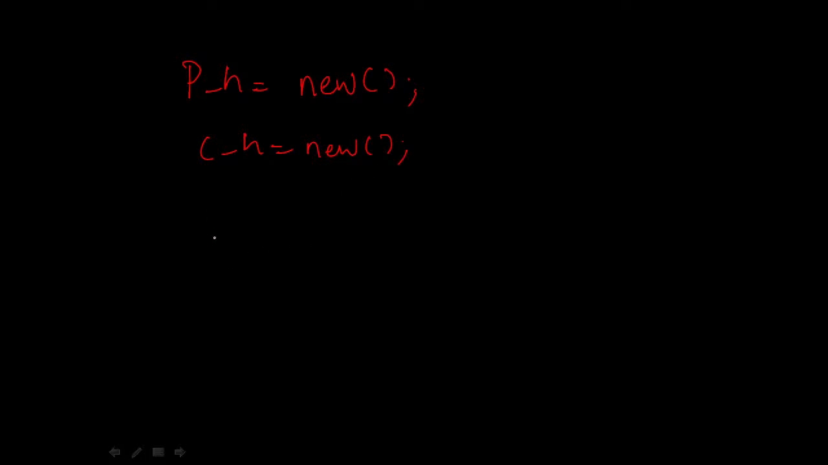After that, what will I do? p_h is equal to c_h. I am assigning my child class to parent class. That means the parent class handle is now pointing to the child class object handle.